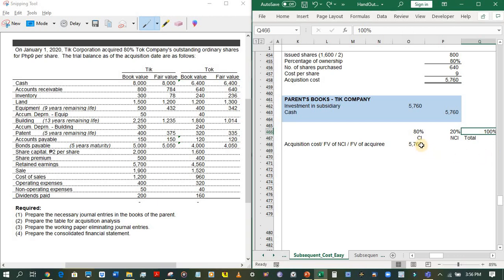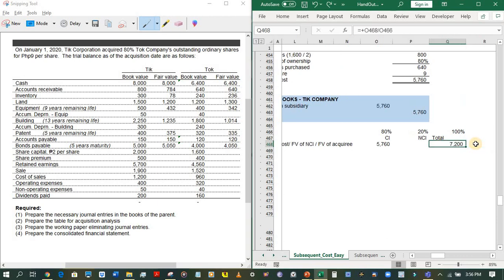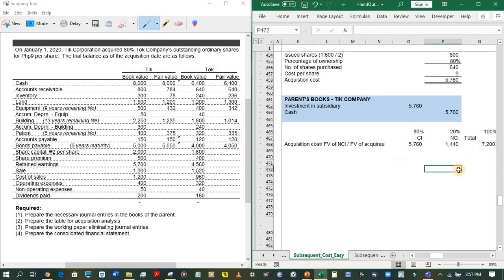So if 5,760 is 80% of the total fair value of the acquiree, we assume that the fair value of the acquiree is 7,200, or 5,760 divided by 80%. So if the total fair value of the acquiree is 7,200, then the fair value of NCI can be computed as the difference between 7,200 and 5,760. Or multiply 7,200 by 20%, and that is 1,440. So that is the fair value of the NCI.